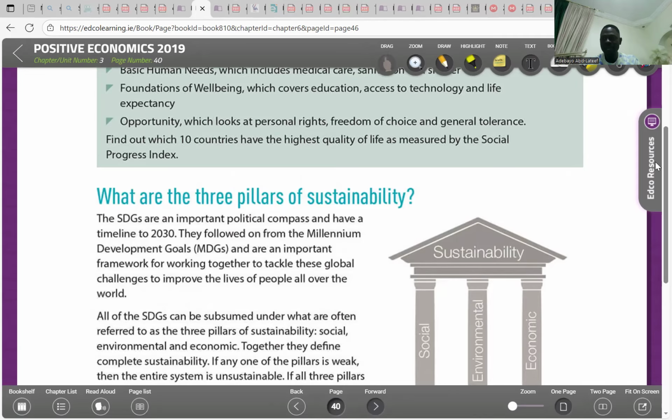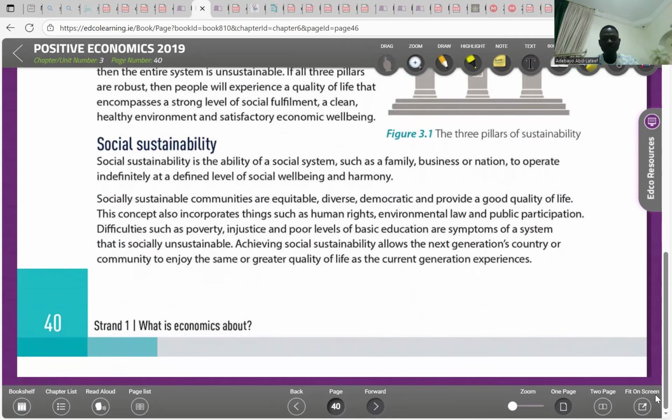Is it clear? And the third one is economic sustainability. This implies the ability of an economy to allocate resources in a way that won't affect future generations. So what to produce, how to produce, for whom to produce. It's about decisions, but the decisions we make about what, how, and for whom must not affect those coming after us.